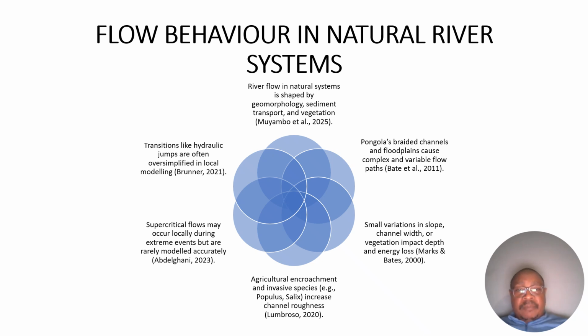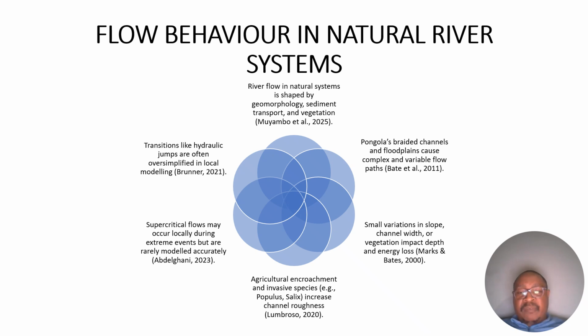The flow behavior in the natural river system. The river flow is a natural system shaped by geomorphology, sediment transport, and vegetation. The Pongola braided channel and the floodplains cause complex, variable flow paths.